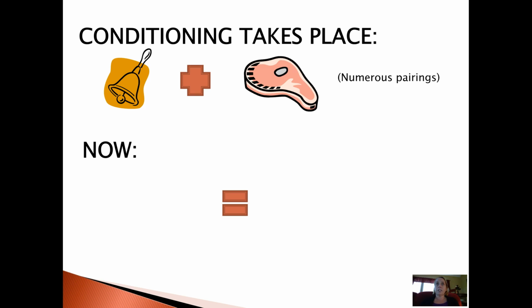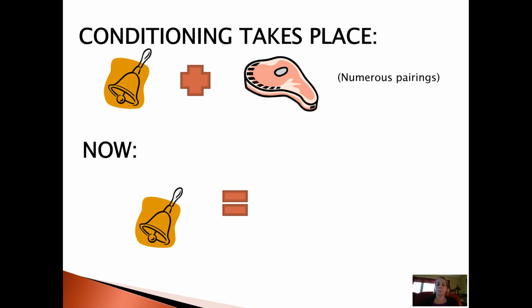You can have conditioning happen just once. So for instance, if you get bit by a dog, and it was a pretty bad bite, you might only need that one connection to be kind of fearful of dogs. That would be conditioning. In fact, a lot of the phobias are conditioned. But in many cases, it's usually multiple pairings, like in this case.